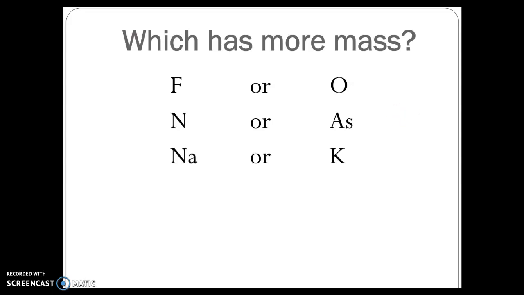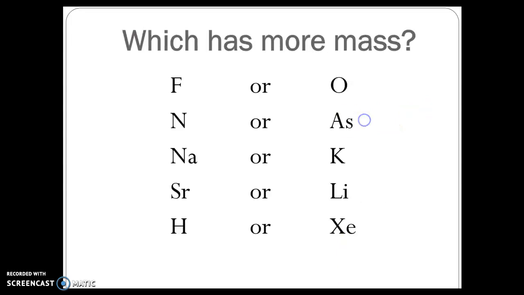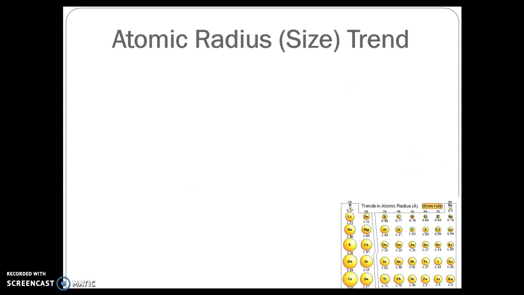So which has more mass? I want you guys to refer to the periodic table that I gave you. And if you don't remember where to find it, it is in the reference table earlier in Unit 1, Module 1.